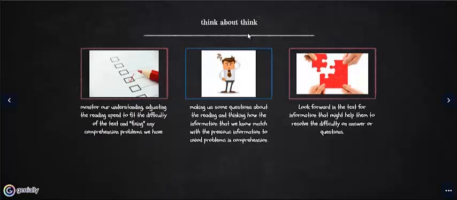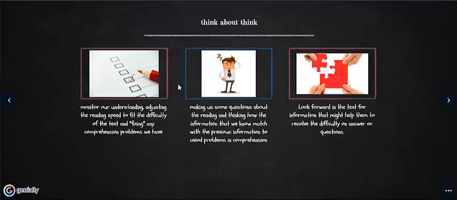How does this strategy work? Most of the time, people say it is thinking about thinking. That is, monitor your understanding and reading speed, fix the difficulty of the text, and fix any comprehension problems that we have. Most of the time we have to check what we know and what we want to know. How to improve this strategy?